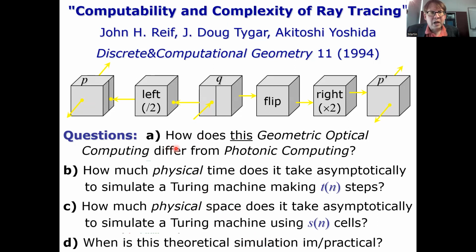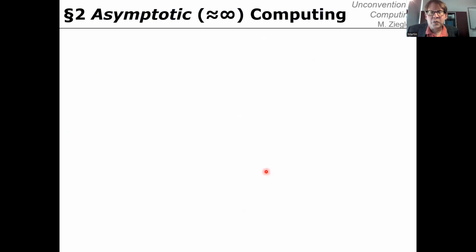Four questions. How does this optical computer differ from photonic computing? How about efficiency with respect to time? How about efficiency with respect to memory, physical space, physical time? And finally, when is this simulation practical and when is it impractical? That's your homework to think about, and we'll discuss that at the beginning of our next session next Thursday. Apart from that, that's already the end of chapter 2 about asymptotic computing.